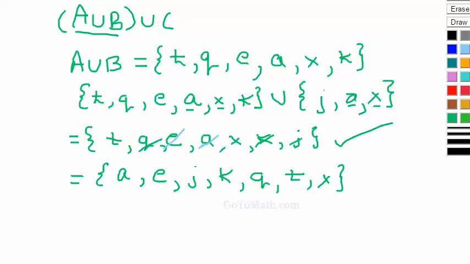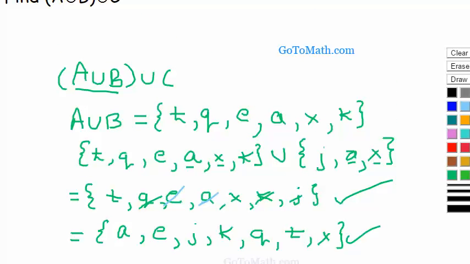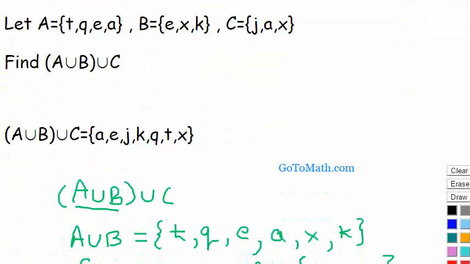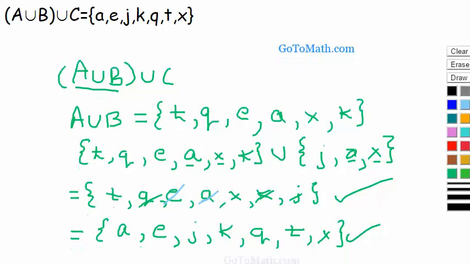Okay, it's a little time consuming to do that, but, and so we have 1, 2, 3, 4, 5, 6, 7, 1, 2, 3, 4, 5, 6, 7. Okay, that should be it right there. We're not going to type all that in, but you can type it in if you want. We'll just check that with the answer there. So we got A, E, J, K, Q, T, and X.